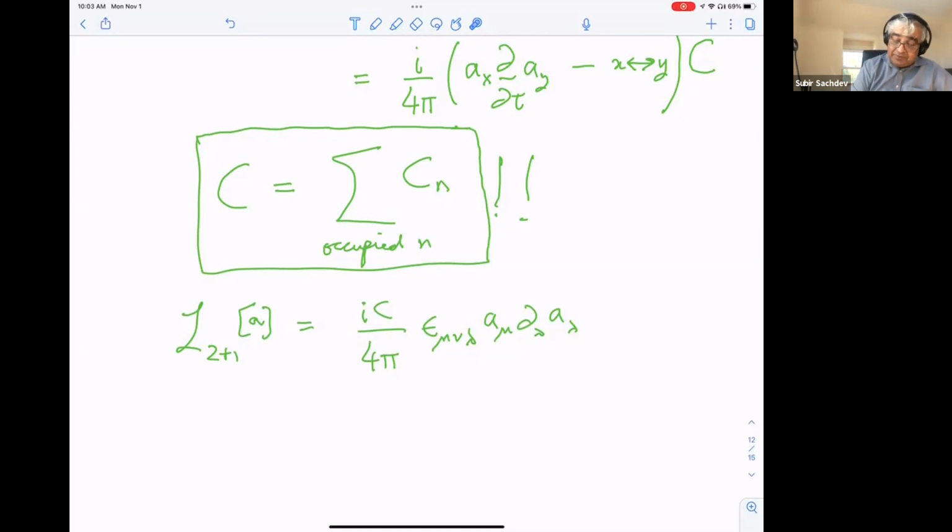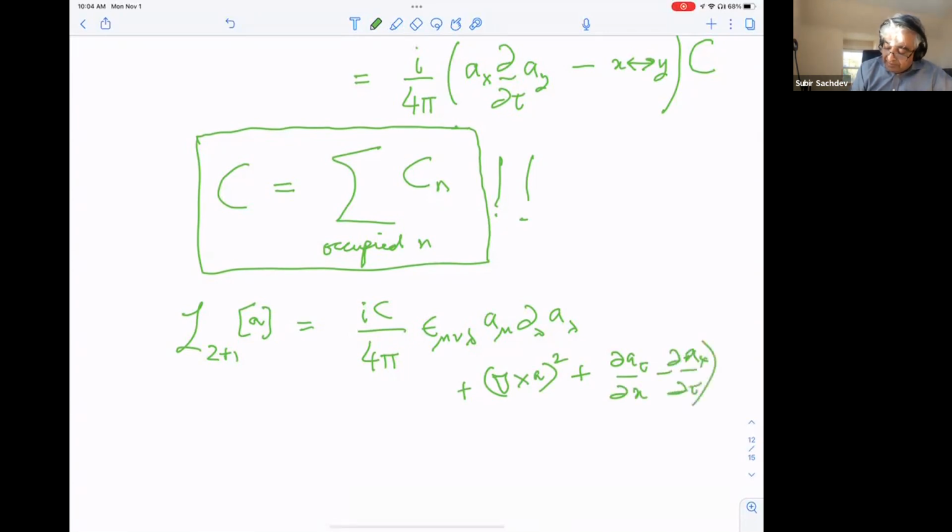Of course, there'll be other terms that we won't worry about so much because they have higher gradients. As usual, there'll be terms like del cross A squared, and the electric field squared, which would be (dA_tau/dx minus dA_x/d tau) squared, and so on. But these all have two derivatives, so they're not as important.